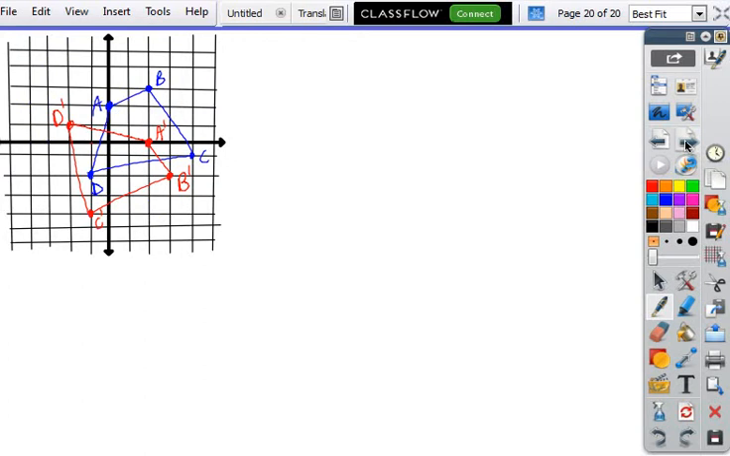So for A, well, let's do B. B is, not B prime, B is 2, 3? What is B prime? B prime is 4, negative 2. All right, so what did I do? I switched the order and I changed which one? X. So what is that? 90 clockwise. There you go, 90 clockwise.